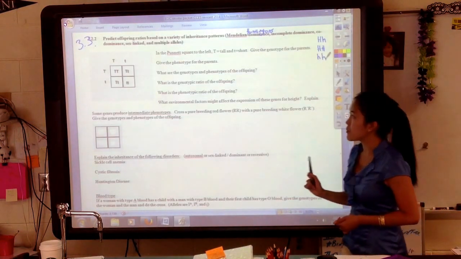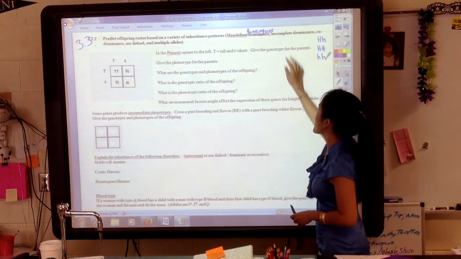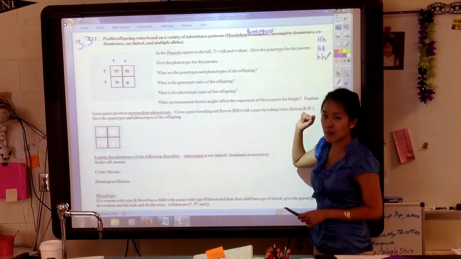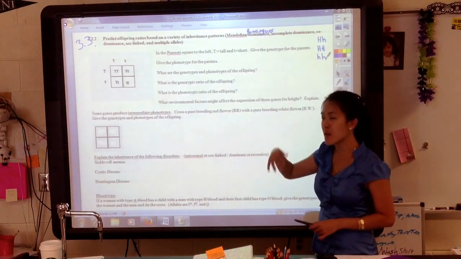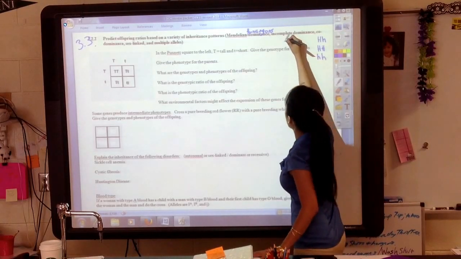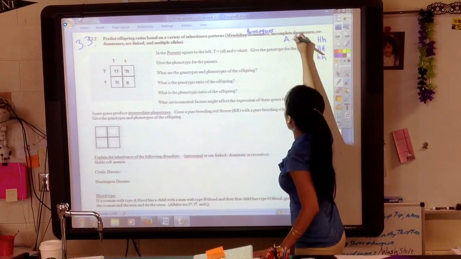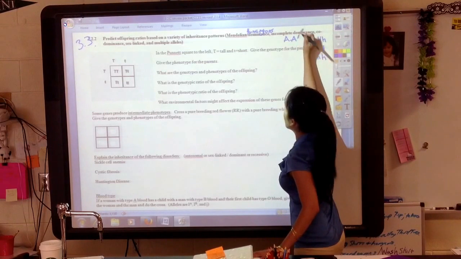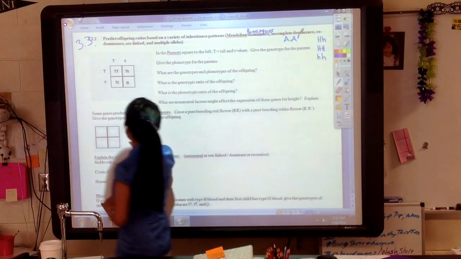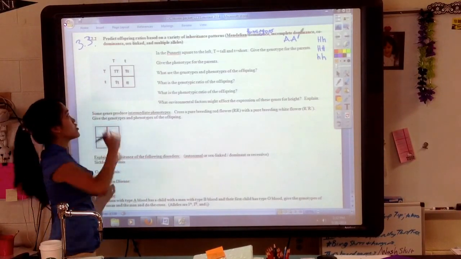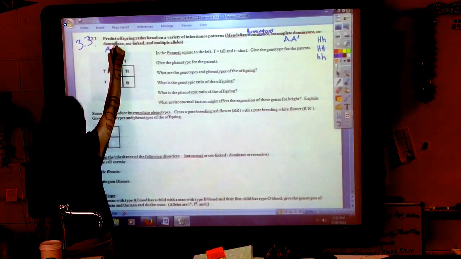We also have other types of inheritance, such as incomplete dominance. In incomplete dominance, this is where we saw a blend of the traits. So you could have had a genotype, big A prime. Or you could have had codominance. In codominance, you actually use 2 different letters, so you can see the pattern A, B.